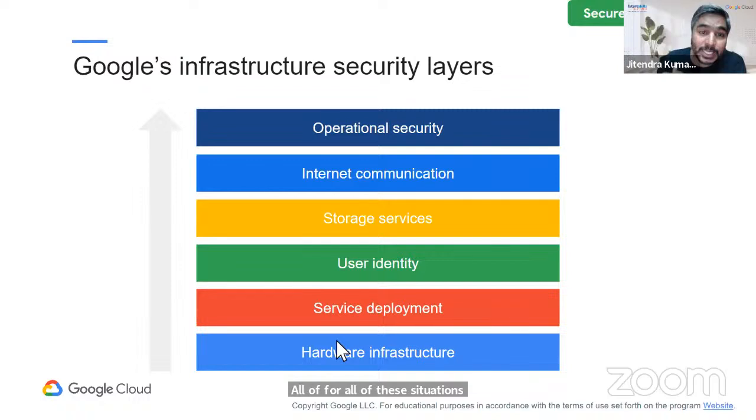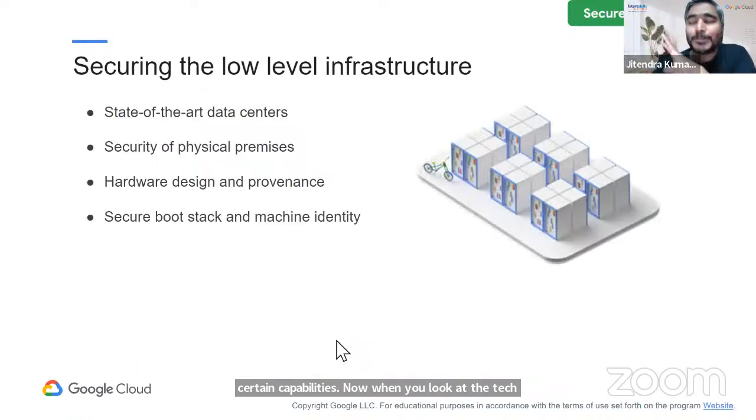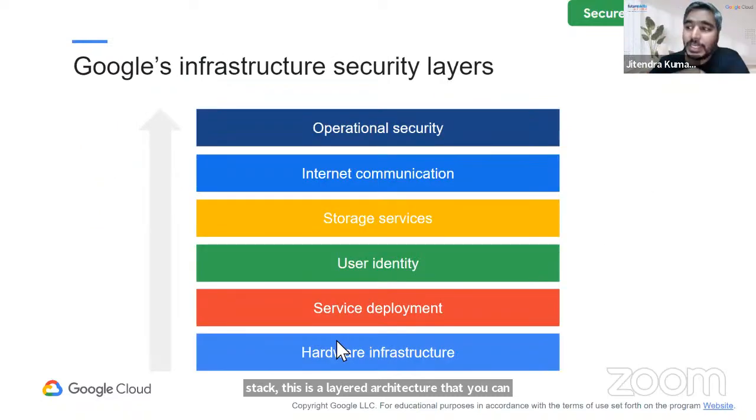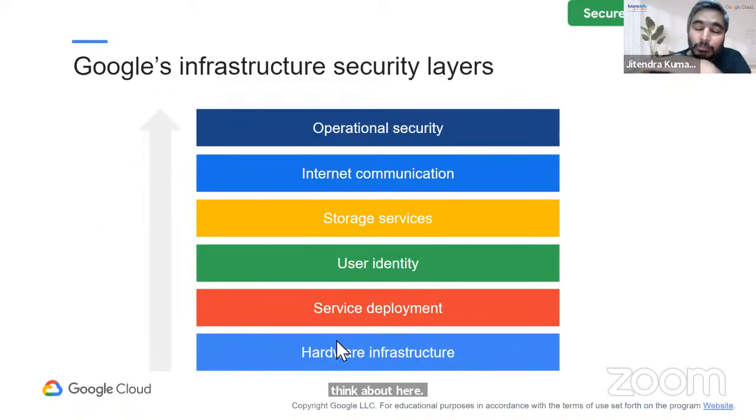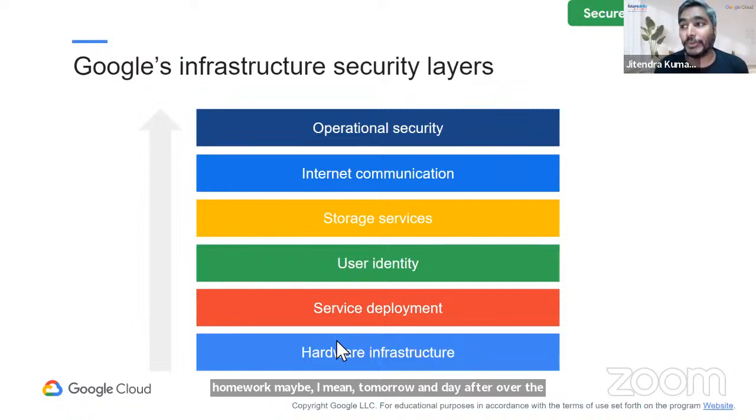Now when you look at the tech stack, this is a layered architecture that you can think about here, right? In this layered architecture, what I want you to also leave as a thought process and as homework, maybe, tomorrow and the day after, over the weekend, when you find time, go and do a simple search: how Google ensures that hardware is secured, how services are secured, how user identity is secured, how storage services are secured, right?